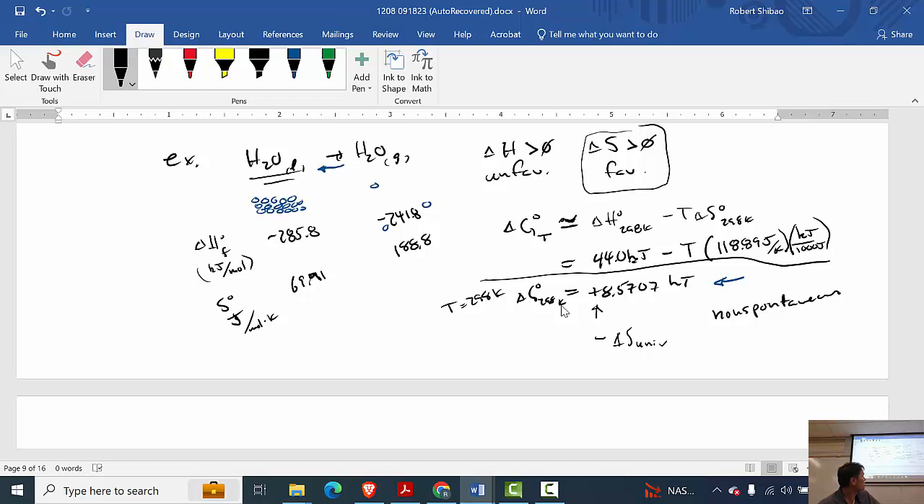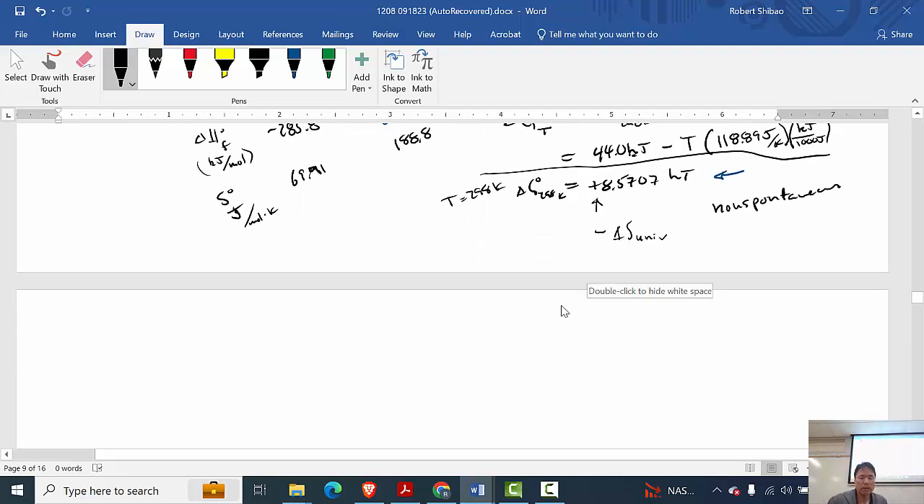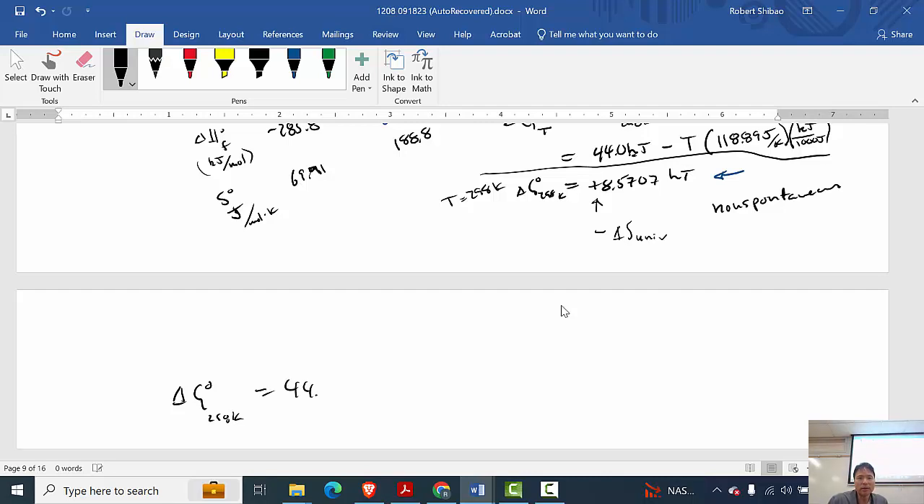So if we have a positive 44 here, then we just need a negative 44 over here. And so is there a temperature that will make that term negative 44? And so what we're going to have here is the delta G under standard conditions at 298 Kelvin is equal to 44.0 kilojoules minus T times, okay, I'm going to convert this into kilojoules, 0.11889 kilojoules per Kelvin.